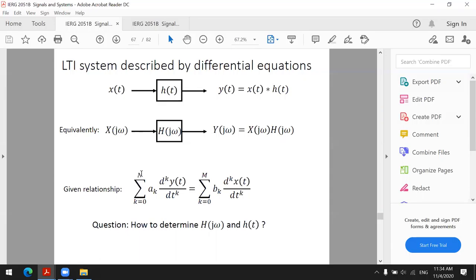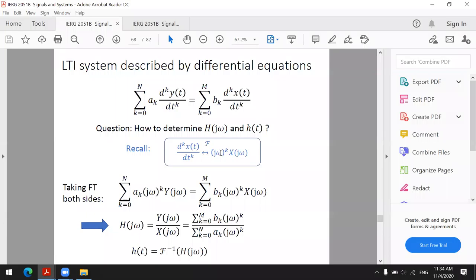For an LTI system described by these differential equations, a question is how to determine its frequency response capital H and its unit impulse response small h. The relationship between capital H and small h is that they are mutually the Fourier and inverse Fourier transforms.